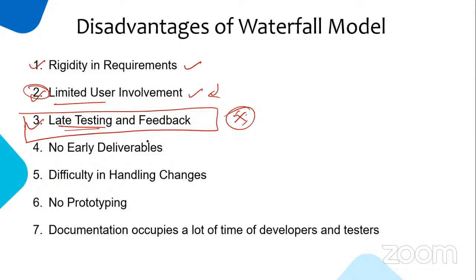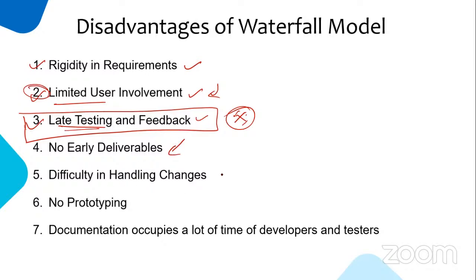That is, we are not coming in the starting part. We came a little bit late in the testing phases, and the feedback also we are getting after maybe like 8 months. You're getting a feedback after that, so how will it be? And no early deliverables. So you have to wait for months in order to see the working product.